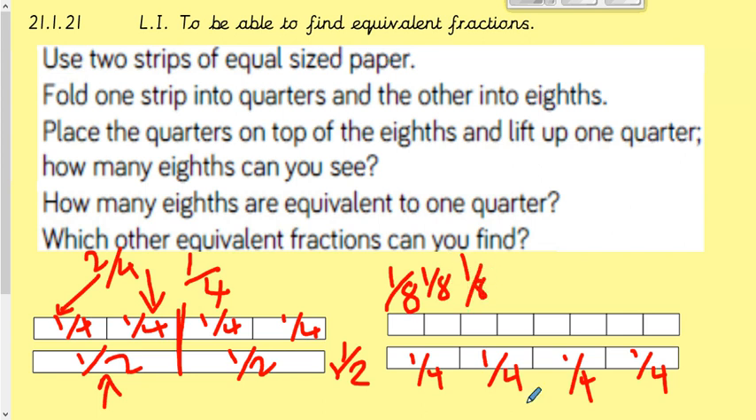So now using this, you can see that 1/4 is the same as 2/8. Can you see it matches up? That section of the quarter is the same size as 2/8, all right? So they are equivalent. Equally, you can see that this part is the same. So 2/4 would be the same as 1, 2, 3, 4 eighths.